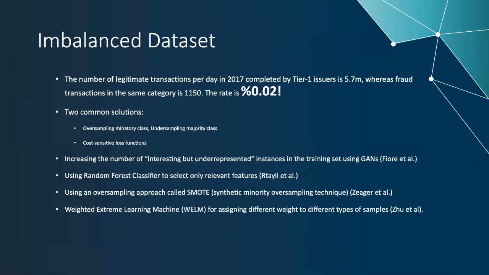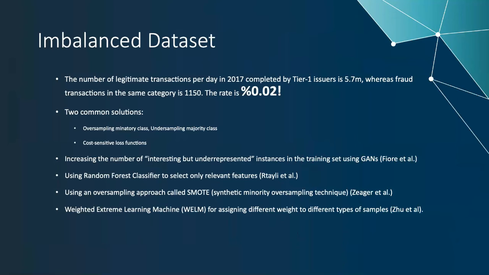So in the imbalanced data set problem, we could give the information that the number of legitimate transactions per day in 2017 completed by Tier 1 issuers, the first class issuers, is 5.7 million. Whereas the fraud transactions in the same category is 1,150. The rate here is 0.02%. This is very, very small.